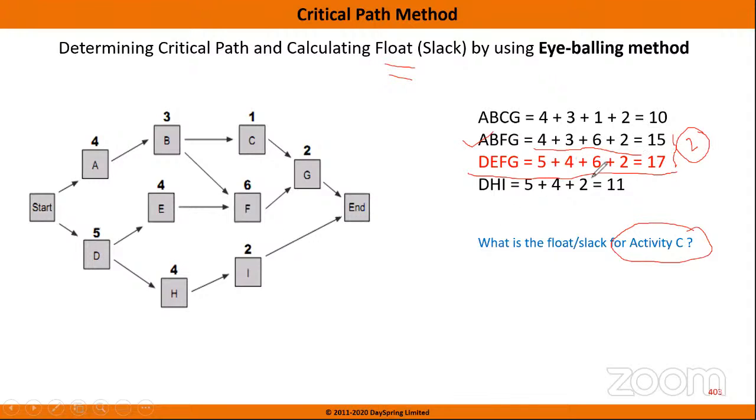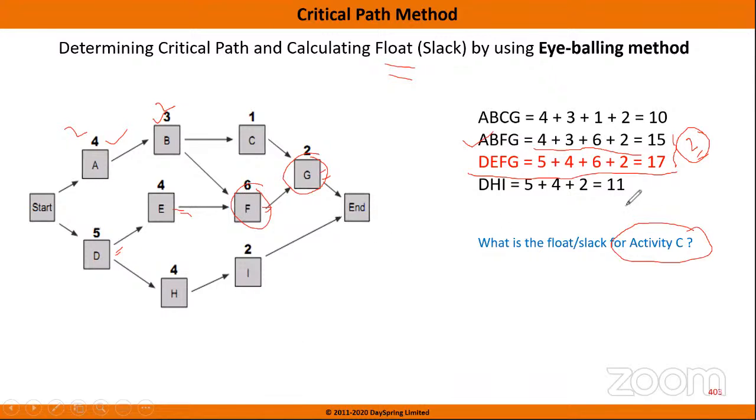So you see here, float is 0 because this is the critical path. All float is 0. But ABFG: F and G are already in the critical path, so there will be no float. But these 2 days you can use for A or B. It will not have any impact on the project finish date.